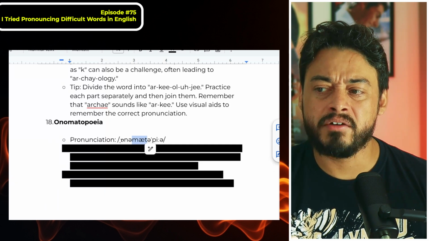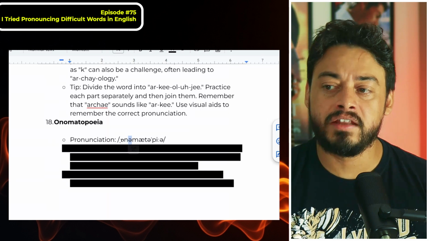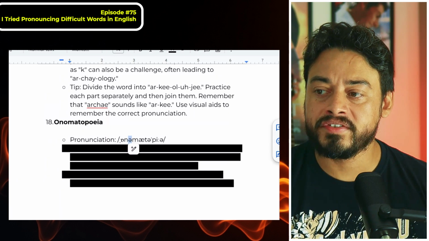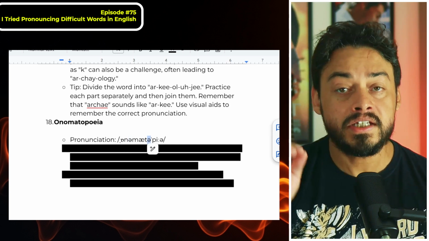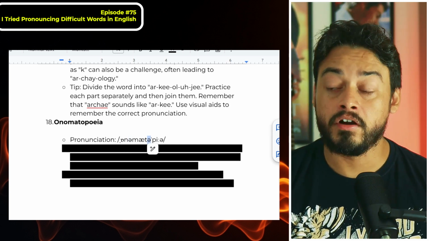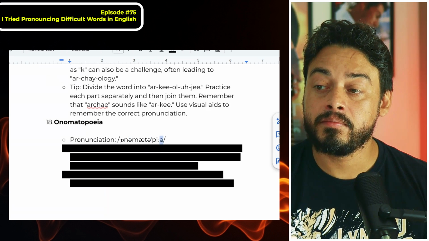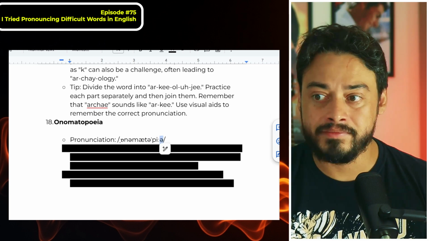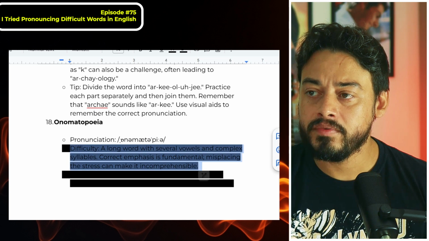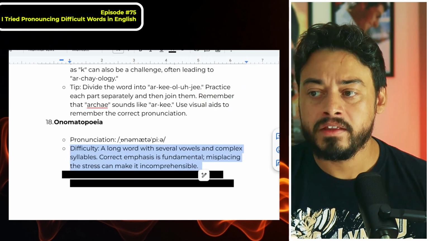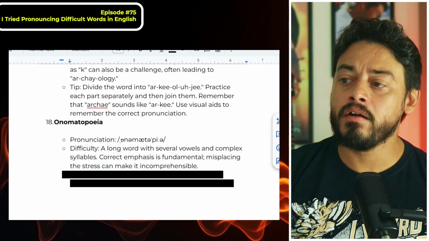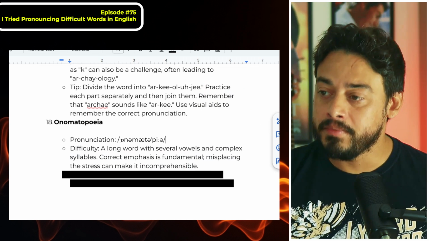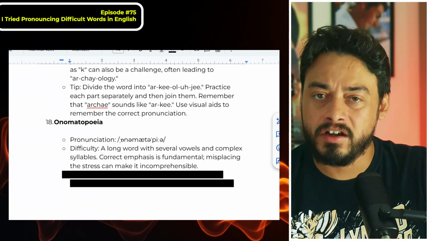Lots of schwa sounds here, yeah? There's a schwa sound here at the beginning. There's another schwa sound here, in the middle, all right? And then another one at the end. Onomatopoeia, all right? So the difficulty here is it's a long word with several vowels and complex syllables. Correct emphasis is fundamental. Misplacing the stress can make it incomprehensible.